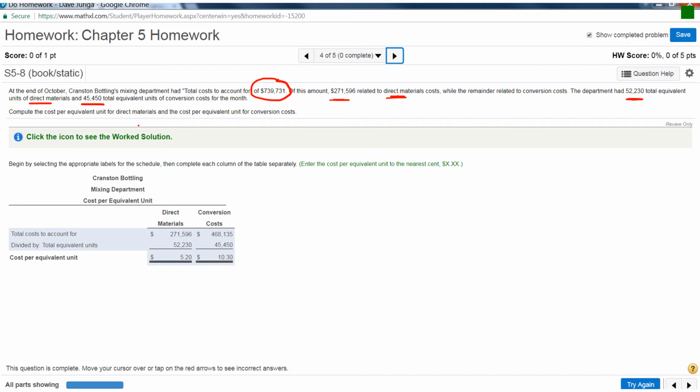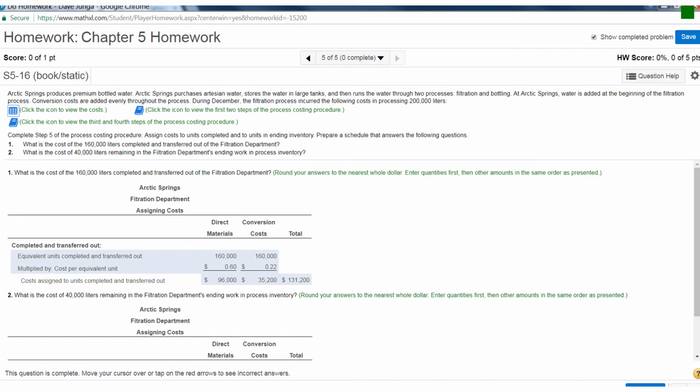In this problem, all they want you to do is calculate the cost per equivalent unit for both your direct materials and conversion. So just down below, I'll show you the answer. Again, they gave you the 271,596. You just have to subtract that from 739,731 to get the conversion. And then all you do is divide by the equivalent units. For materials, you divide by 52,230. For conversion, it's 45,450. When you do that, you get these numbers, $5.20 and $10.30 for your cost per equivalent unit.